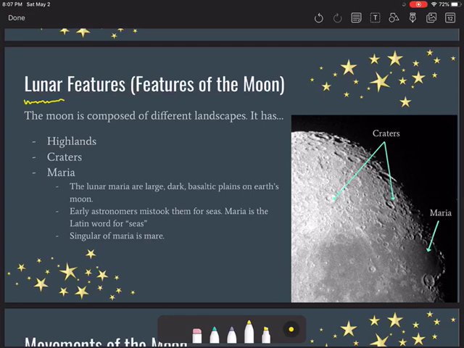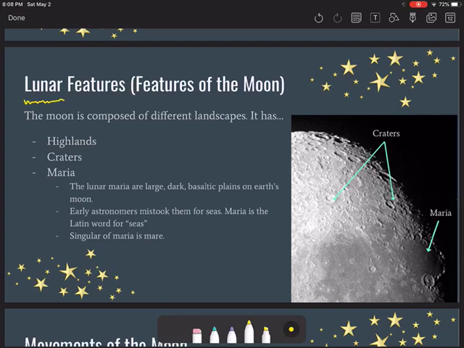So the moon is composed of different landscapes. It has highlands, it has craters, and it has something called maria. I know it just looks like Maria, but it's pronounced Maria. The lunar maria are dark, large, and basaltic plains on Earth's moon.